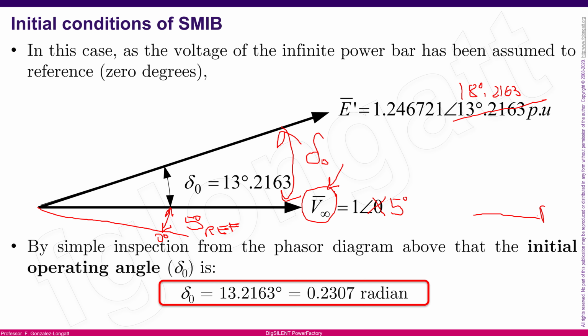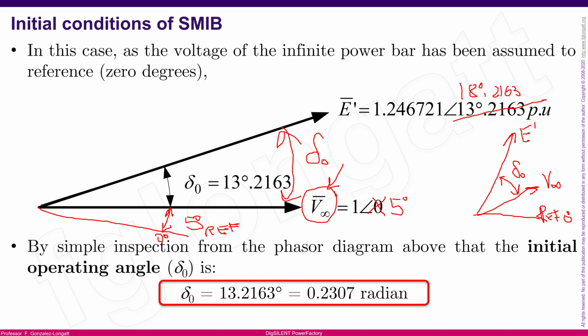What I am trying to tell you is you can have here the reference 0 degree, okay? For any problem, the reference is 0. We have here the voltage of the infinity bus bar, okay? And we have here the internal voltage, let's say, of the synchronous machine. The angle that is defining the rotor angle is this one, okay? This is the initial operating angle. This is the initial rotor angle, okay?